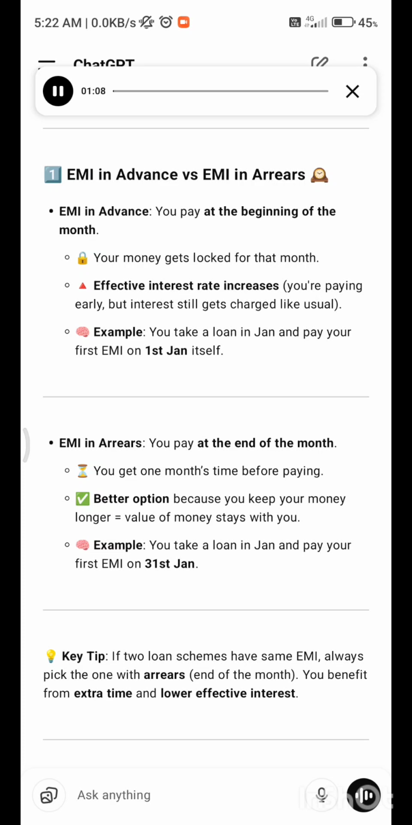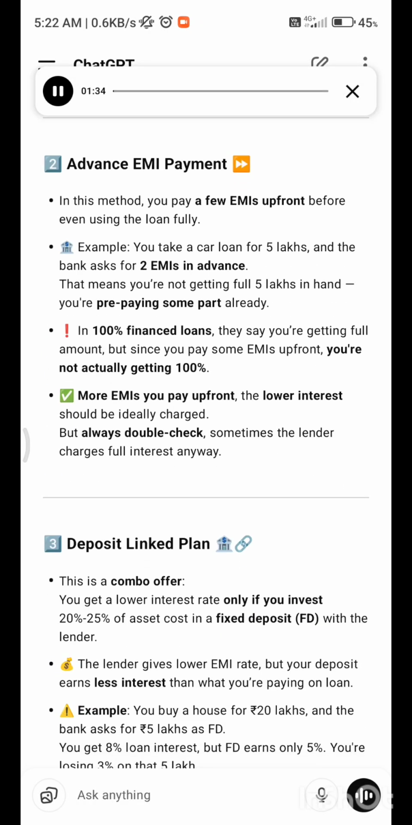EMI in arrears. You pay at the end of the month. You get 1 month's time before paying. Better option because you keep your money longer. Value of money stays with you. Example, you take a loan in Jan and pay your first EMI on 31st Jan. Key tip, if two loan schemes have same EMI, always pick the one with arrears, end of the month. You benefit from extra time and lower effective interest.